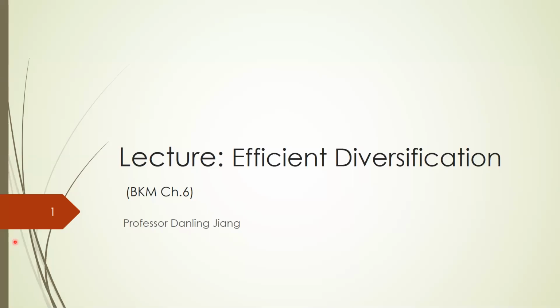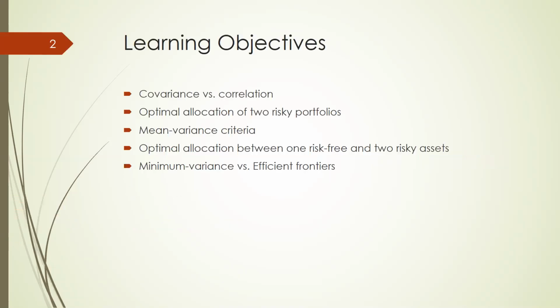Lecture, Efficient Diversification. In this lecture, we will introduce the definition of covariance and correlation. We will talk about the optimal allocation problem too, allocating between two risky portfolios. We'll introduce the mean variance criteria and also introduce optimal allocation 3, allocation between one risk-free and two risky assets. And finally, we'll introduce the minimal variance frontier and the efficient frontier.